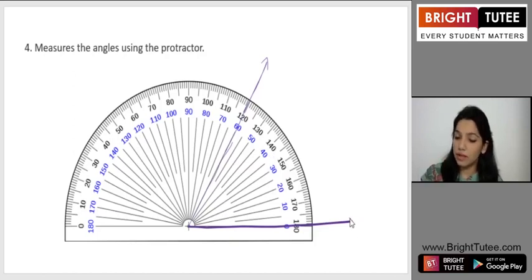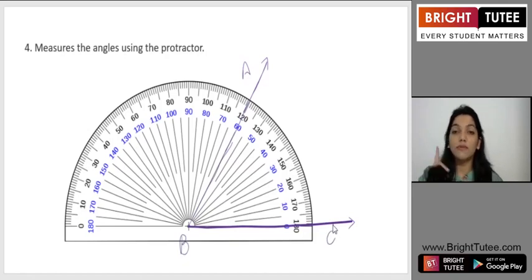Make sure that if I'm talking about angle ABC, the first thing is that we overlap these two points: the center point of the protractor and the vertex of the angle should exactly overlap each other. Then we have to make sure the straight line of the protractor, where you see 0, 180, 0, 180, needs to be exactly overlapping with the ray BC.